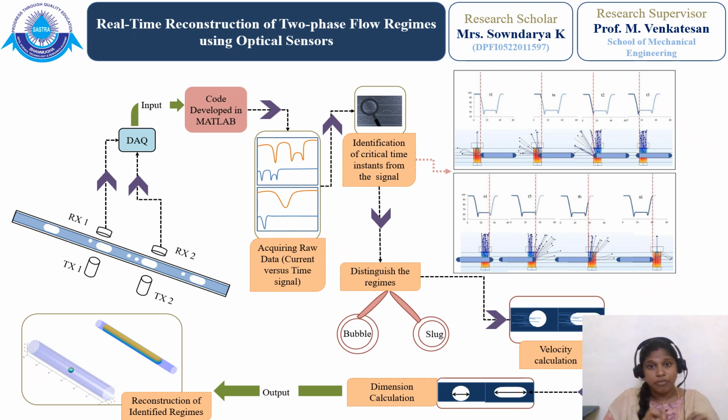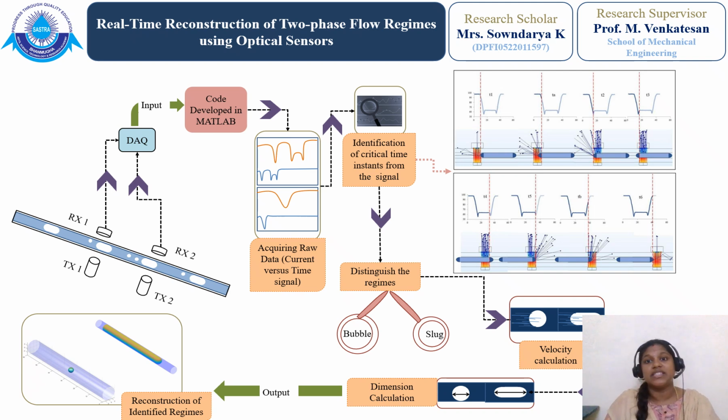This plot is obtained by simulating the slug regime in COMSOL Multiphysics software. This is achieved by replicating the optical sensor characteristics in simulation software. Therefore, this graph is plotted between photons falling on the receiving wall and position of the slug regime. 8 critical instances are shown in this figure.